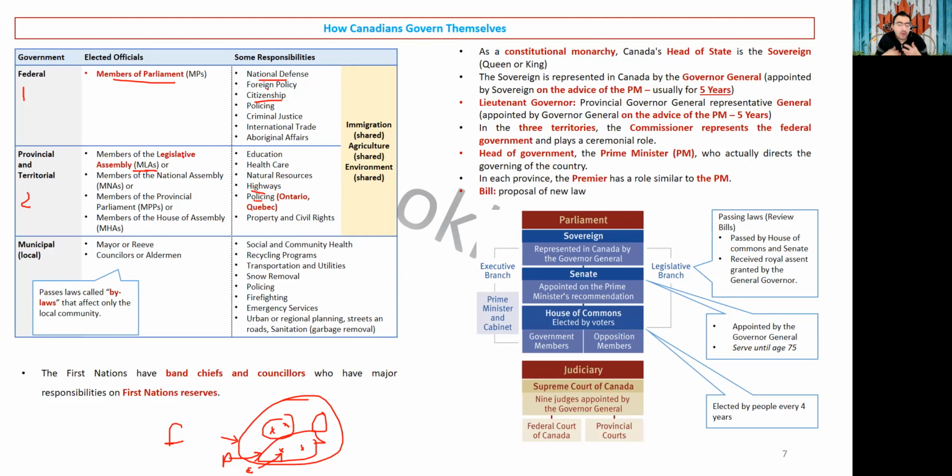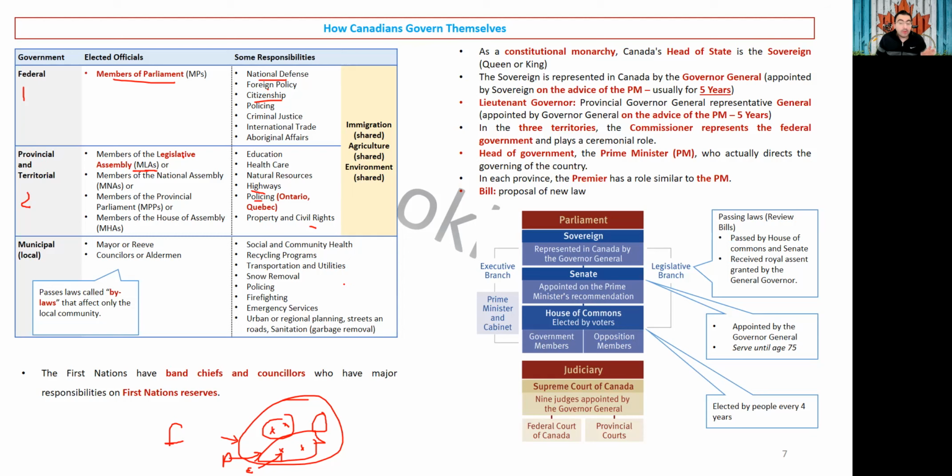So that's why it needs more control, more policing, or more police. That's why they actually have their own policing forces. Okay. Another thing for sure will be property and civil rights. Property and civil rights will also be the responsibility of the province and territory governments.